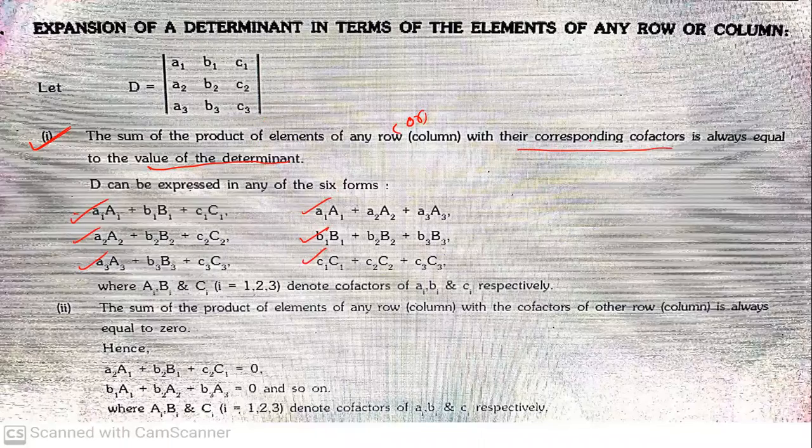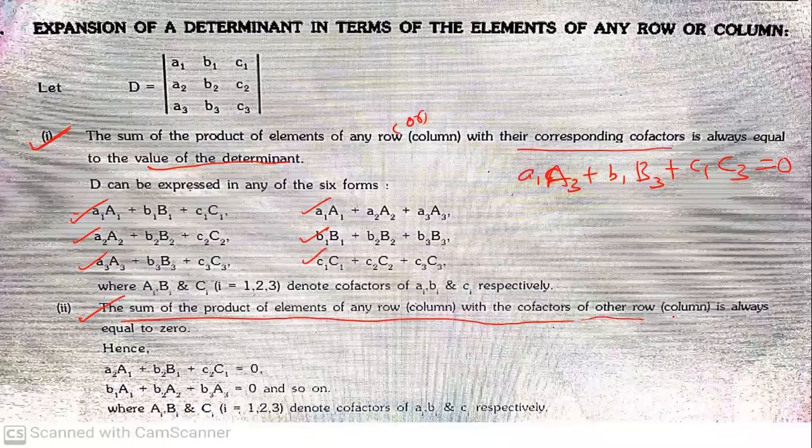Multiplying the elements by corresponding cofactors. Now here, I'm taking the first row, suppose A1, B1, C1, and I'm taking the cofactors of the third row. That means A1A3 plus B1B3 plus C1C3. This value is always 0. That is the definition: the sum of the products of the elements of any row or column with the cofactors of another row, not the same row, is always equal to 0. They can ask this in the exam using these properties. Be careful.